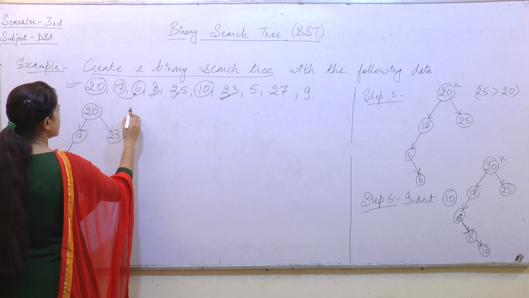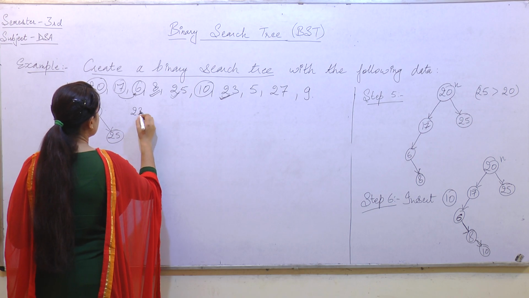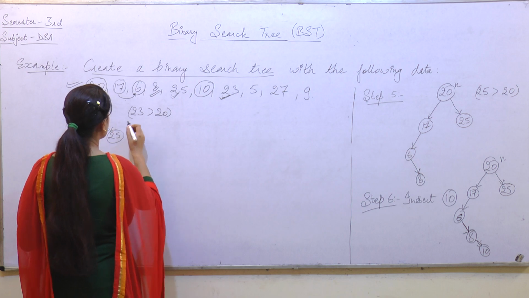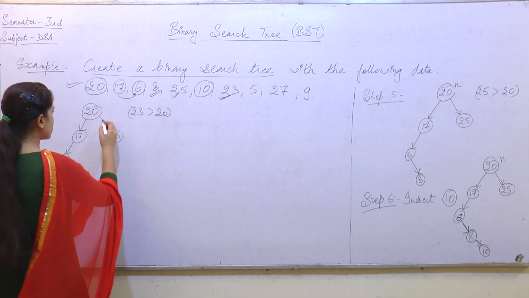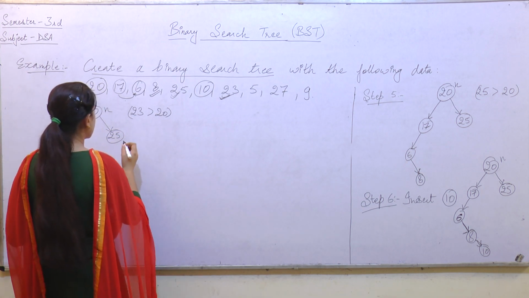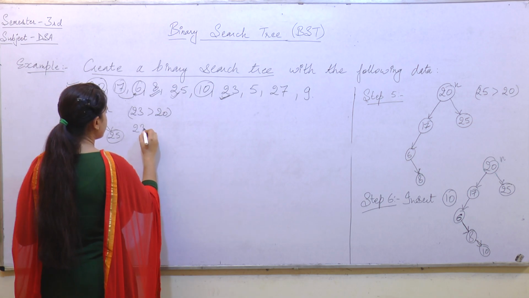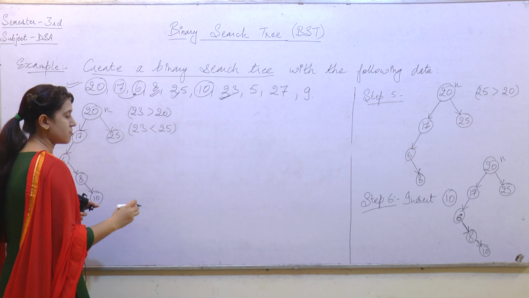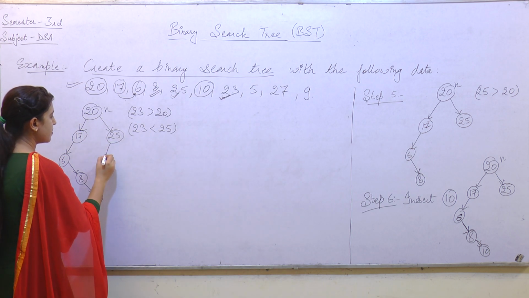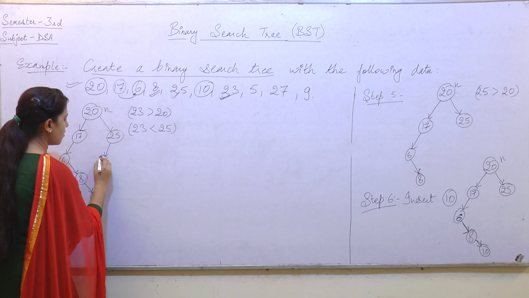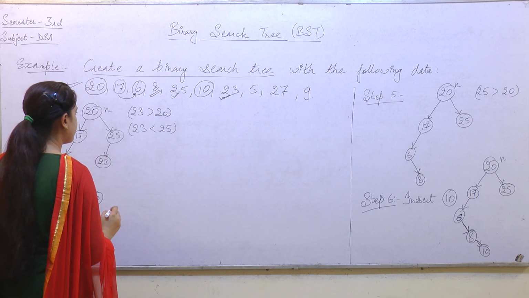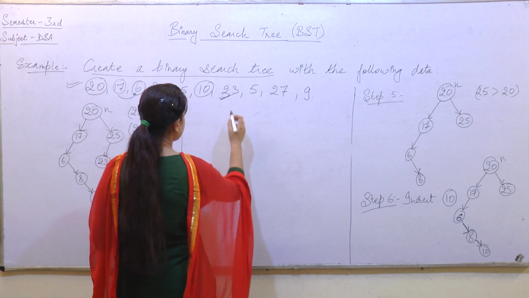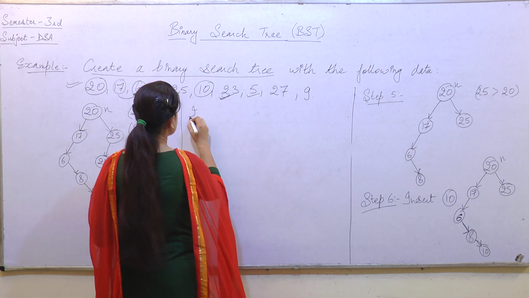We will compare 23 with 20. So 23 is greater than 20. So we will move towards the right side of our root node. Okay. Then we will compare 23 with 25. Since 23 is less than 25, so 23 will be inserted on the left side of our node 25. Okay. Further, then after 23, what we will insert?